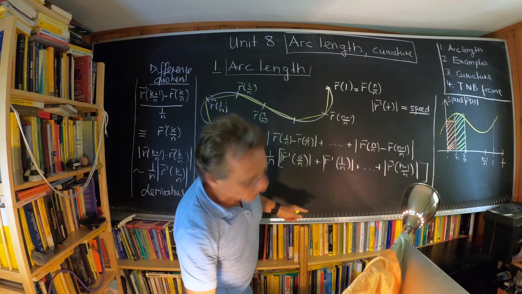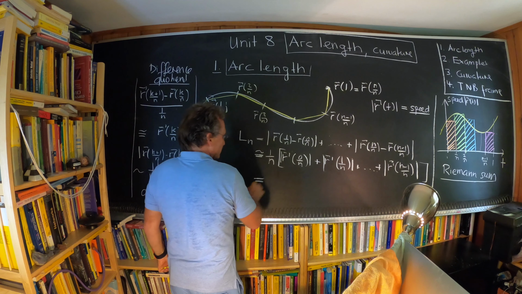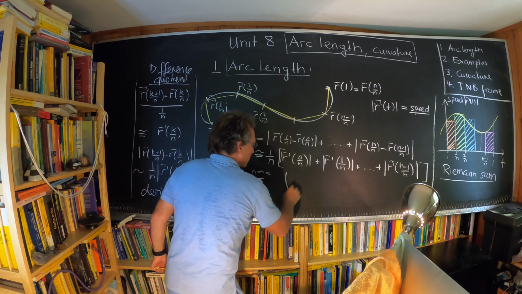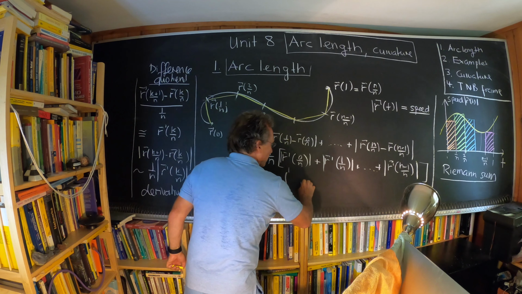So what we have seen here is that this is a Riemann sum, and for n going to infinity, this becomes closer and closer to the area under the curve. This is converging for n going to infinity. This converges to an integral, the integral from 0 to 1 of the length of r prime t dt. So this is the formula for the arc length. Let's just say that this is L, the arc length of a curve, is given by this formula.